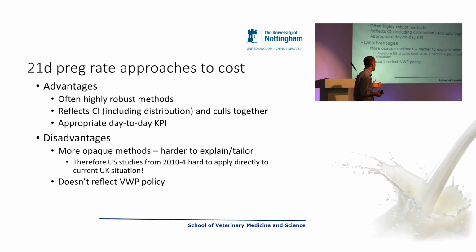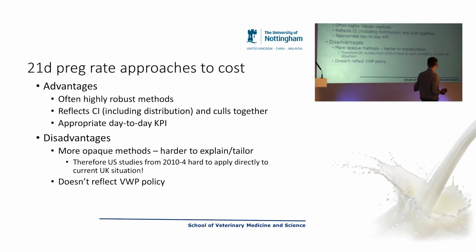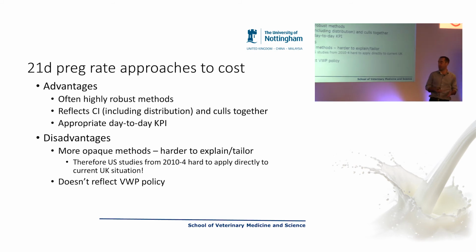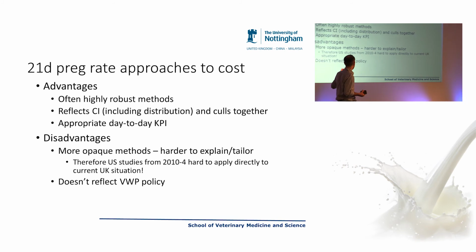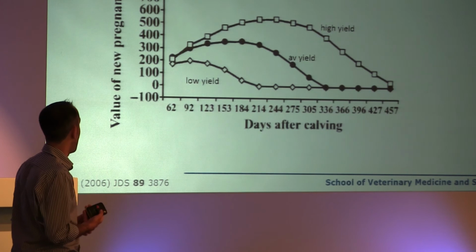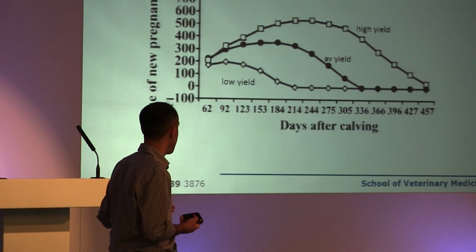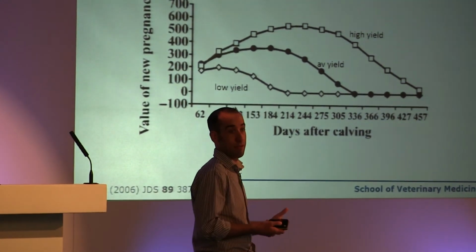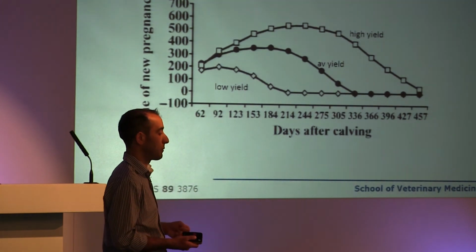Drawbacks, though: these methods are much more opaque, they're harder to tailor and update, and it's harder to be sure they apply to our UK herds. And they also don't reflect the herd's voluntary wait period. So a herd with an 80-day voluntary wait period compared to a herd with a 40-day voluntary wait period, the 80-day herd are very likely to be losing out substantially through having longer calving intervals, but that won't be reflected using this approach. There has been some work on value per pregnancy generated. That's largely been superseded now by the idea of allocating cost to every unit on 21-day preg rate.